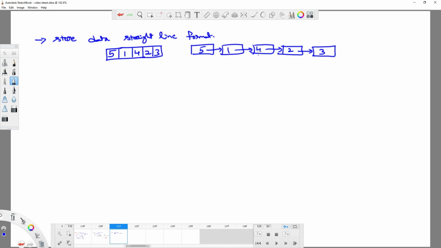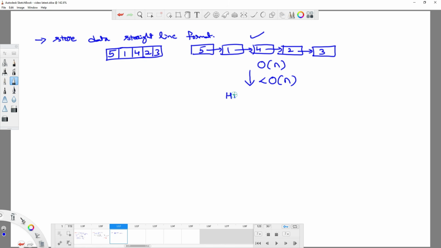But if you go with the linked list concept, is there any solution to randomly access the data? No. That's why you are always going to get a time complexity of big O of n for the worst case. So the solution is, if you want a time complexity of less than big O of n, can we arrange this data in some other format?